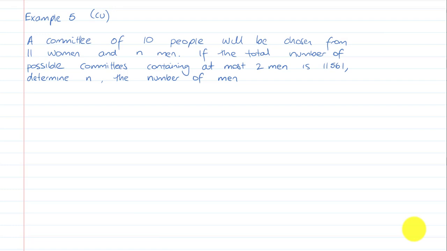So we've got a few options here, but we've got at most 2 men. So this instantly means we can break it down into 3 cases. And the 3 cases are, case 1 is 10 women in the committee. And that means there's no men, which satisfies this. It also means we don't have to worry about N. The ways that we choose 10 women is 11 choose 10. And the answer to that, 11 choose 10, is equal to 11. So we've got our first case solved.